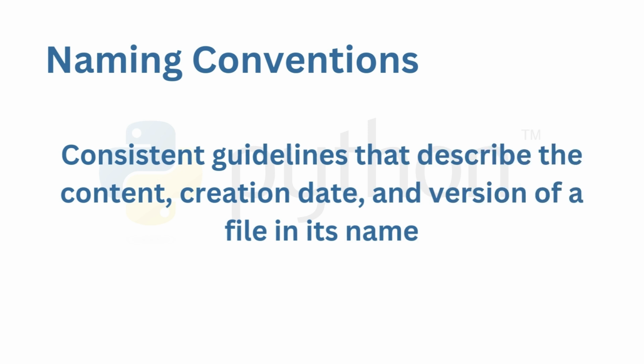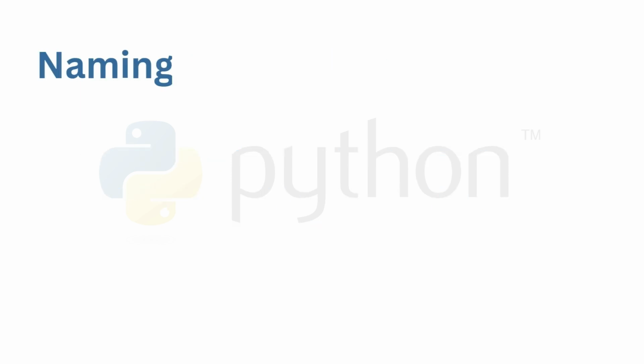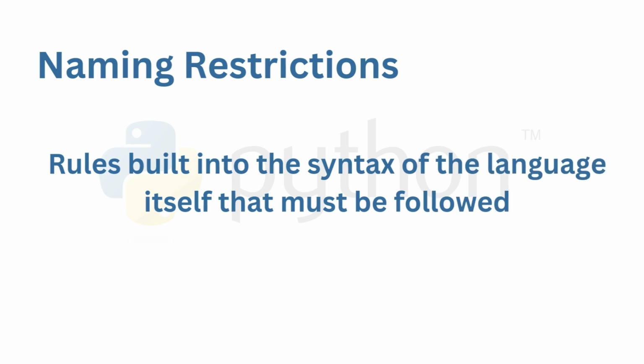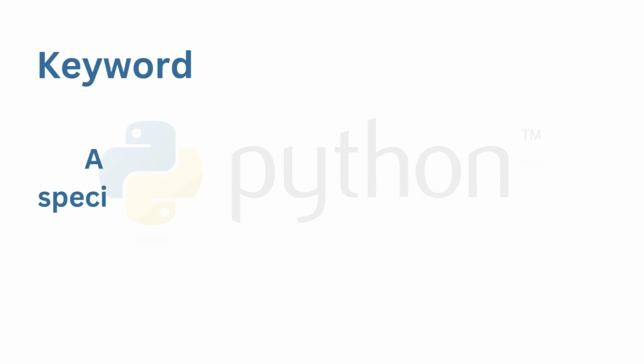Naming conventions are consistent guidelines that describe the content, creation date, and version of a file in its name. Naming restrictions are rules built into the syntax of the language itself that must be followed. In Python, there are some important naming conventions to keep in mind. One of these is to avoid keywords.